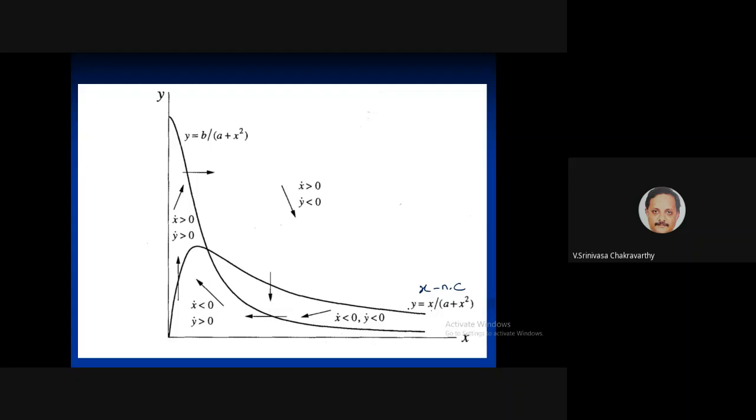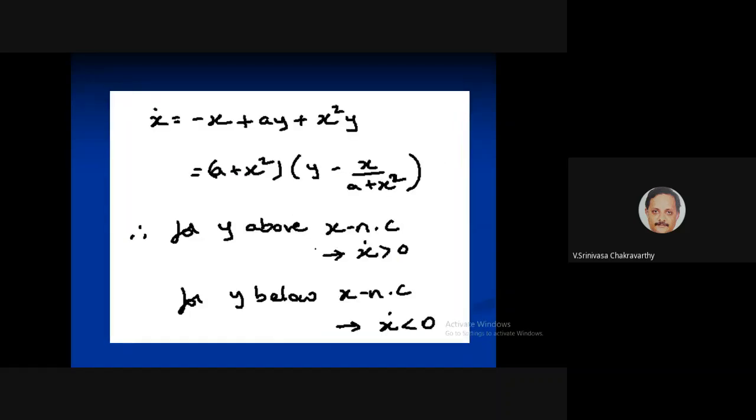Similarly, if you look at the y null line, it is given by b by a plus x squared, and a and b are positive. So this starts from the value b by a, and at x equal to infinity it goes to 0, so it goes down. You see that these two intersect at some point, and you can also show under what condition they intersect and what the intersection point is. You can easily calculate.